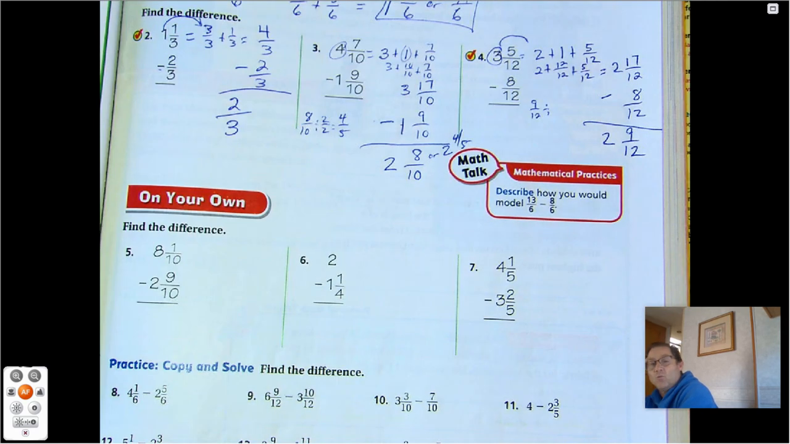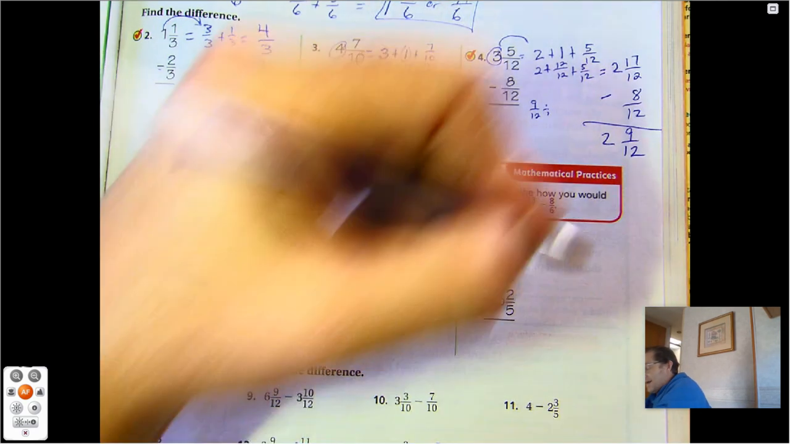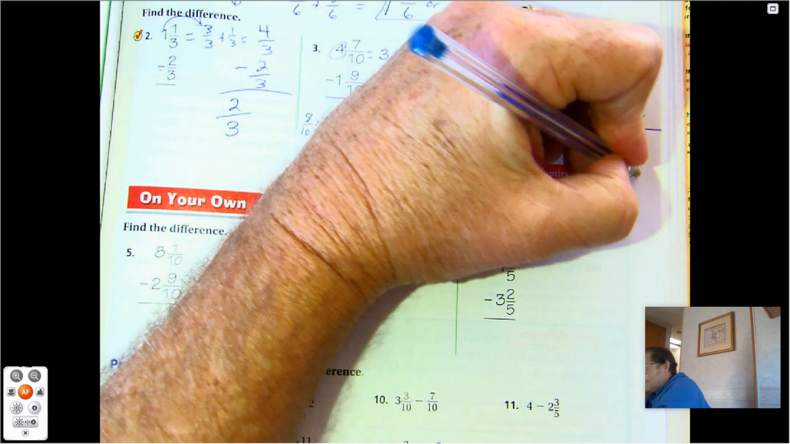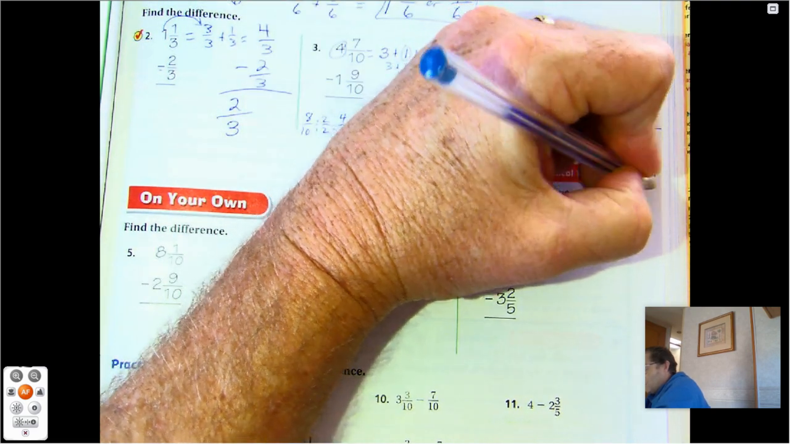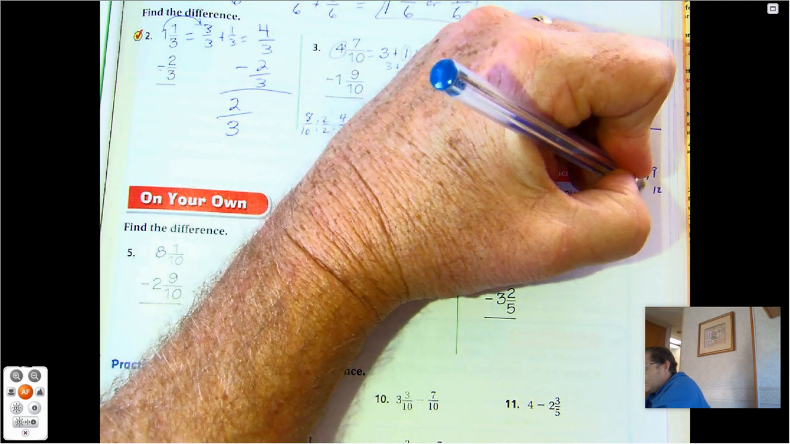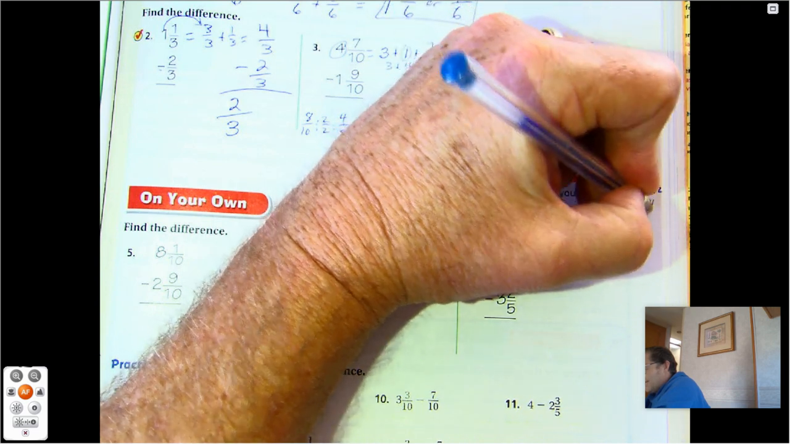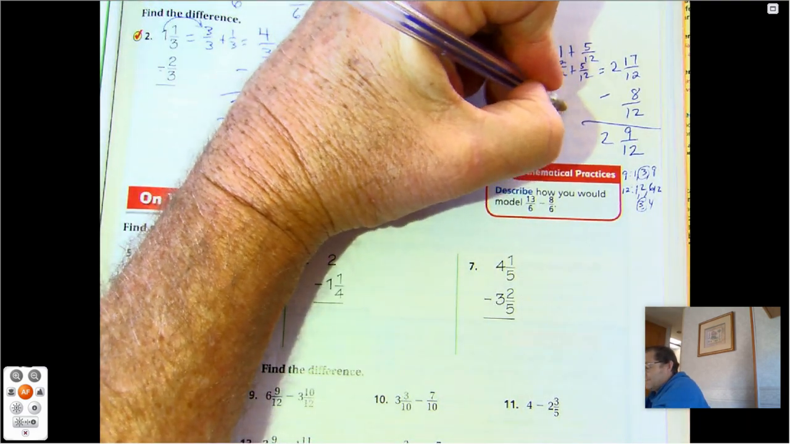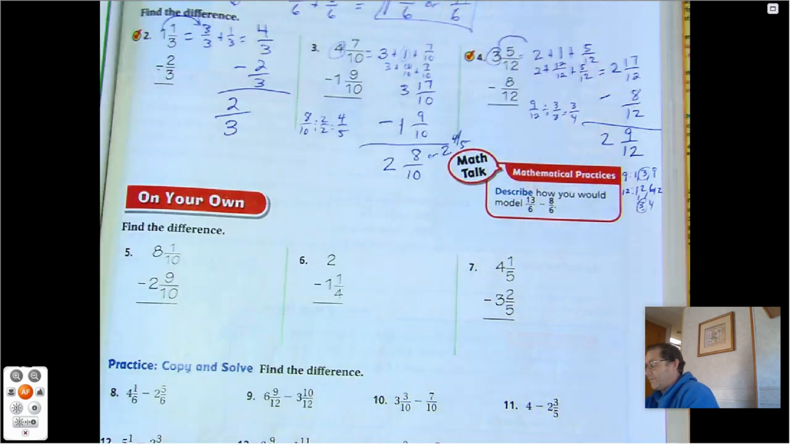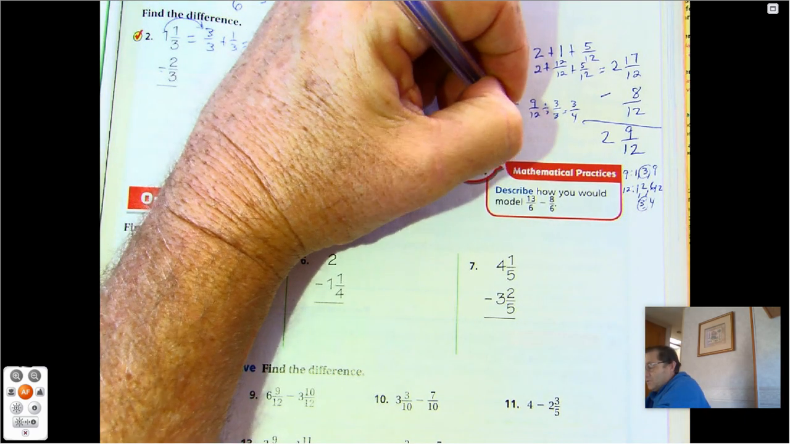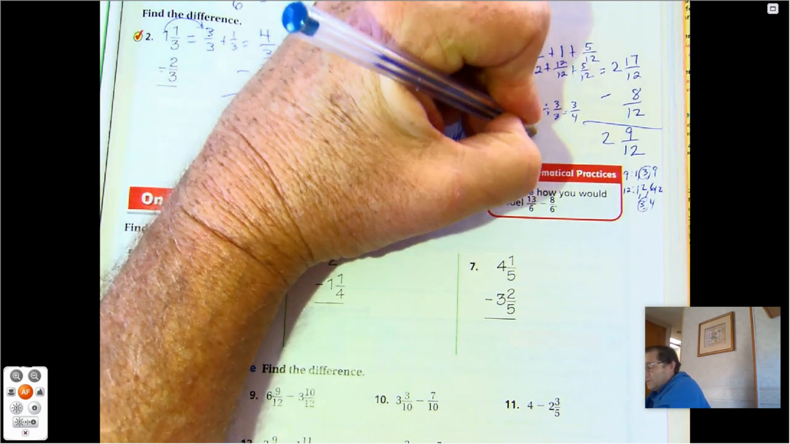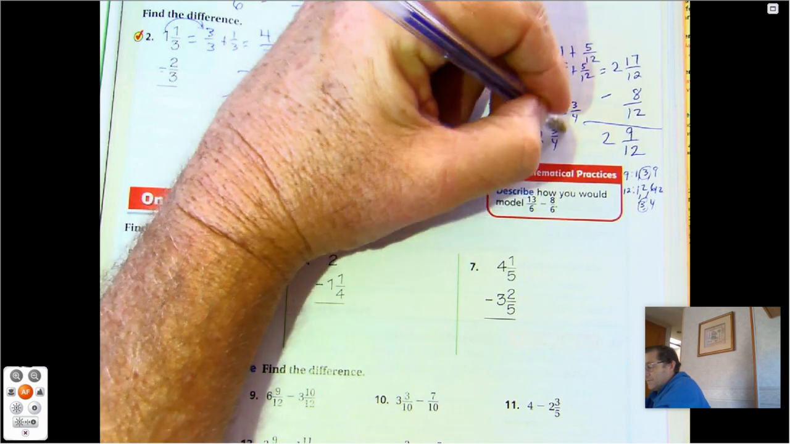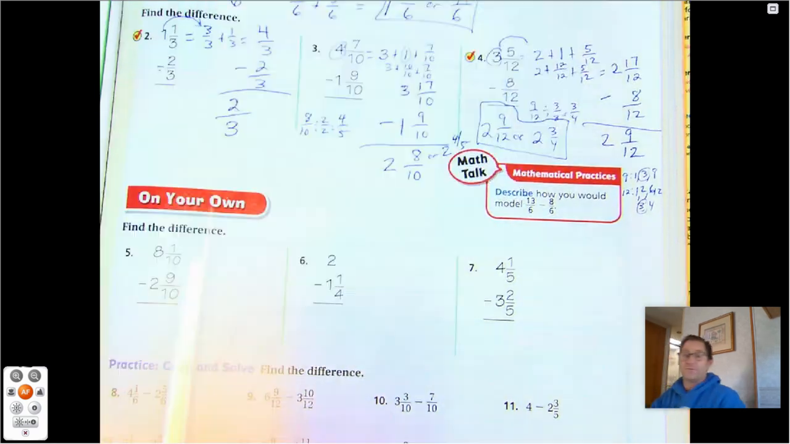Factors of 9 are 1, 3, and 9. And the factors of 12 are 1 and 12, 2 and 6, 3 and 4. So we're going to divide by 3. So 3/4. So 2 and 9/12 or 2 and 3/4.